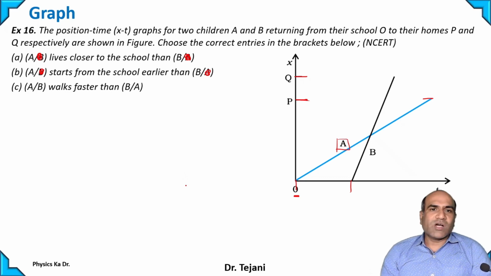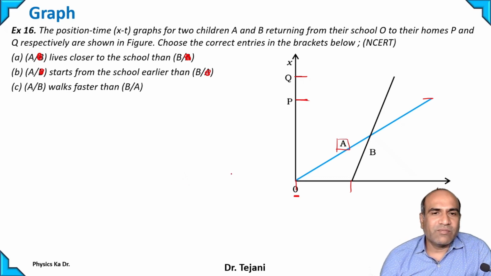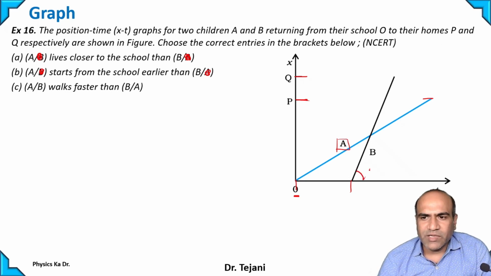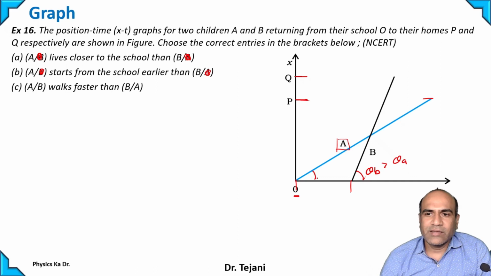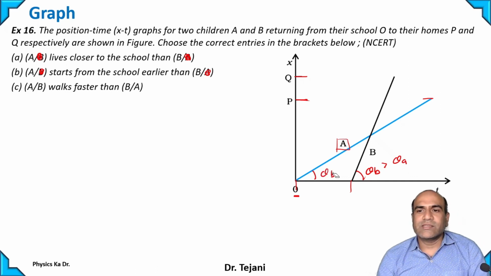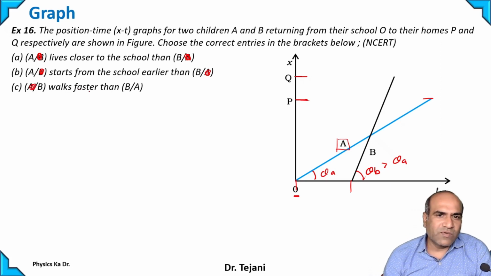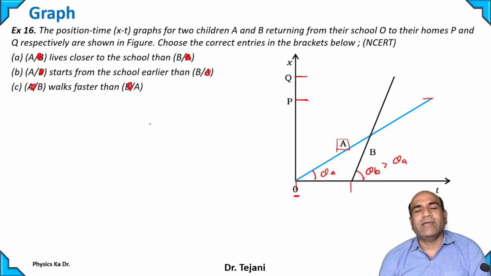A or B walks faster than B or A. See, the slope defines that theta B is greater than theta A. This is theta A. So that means what? B walks faster than A.